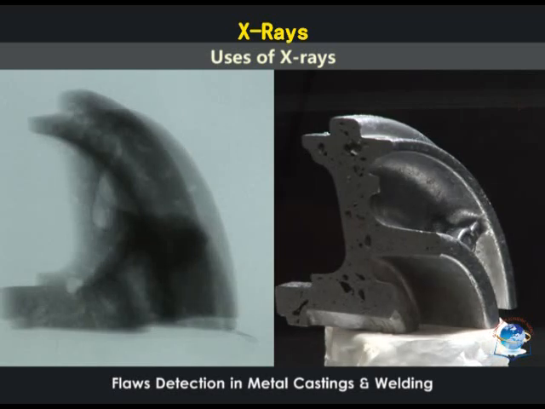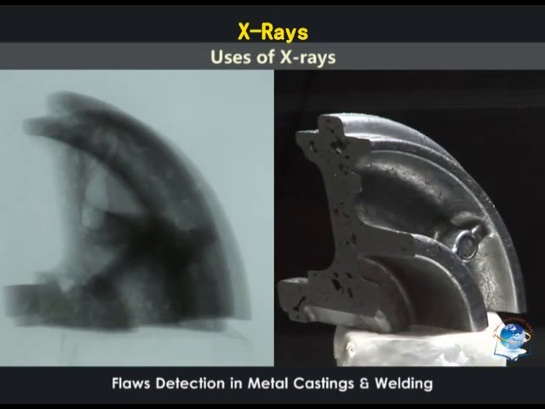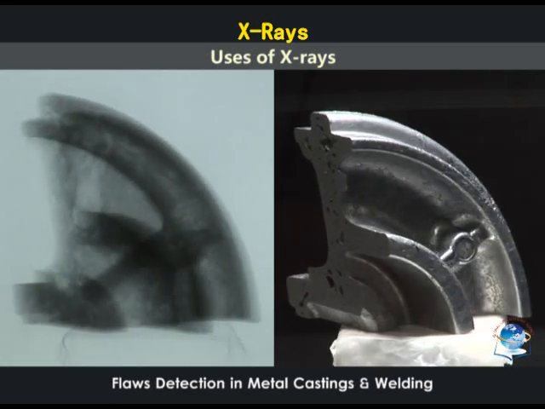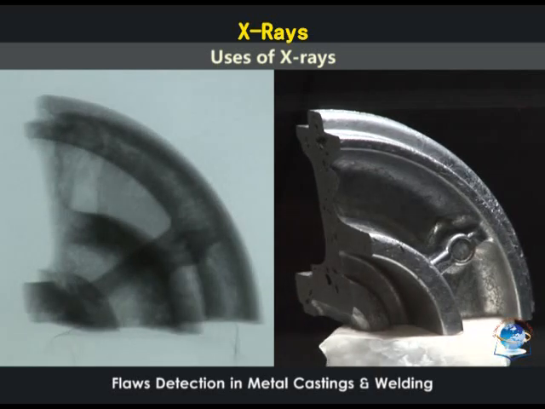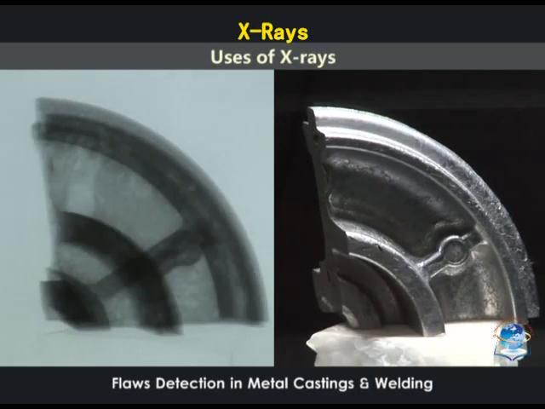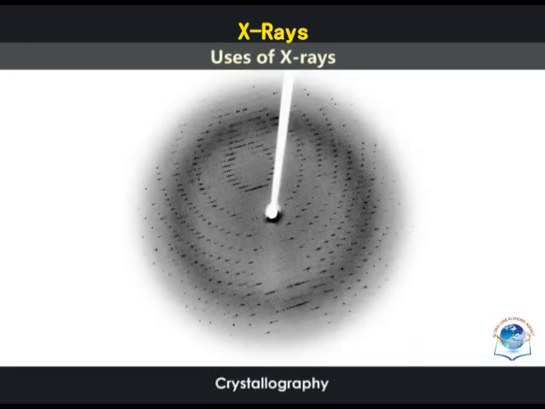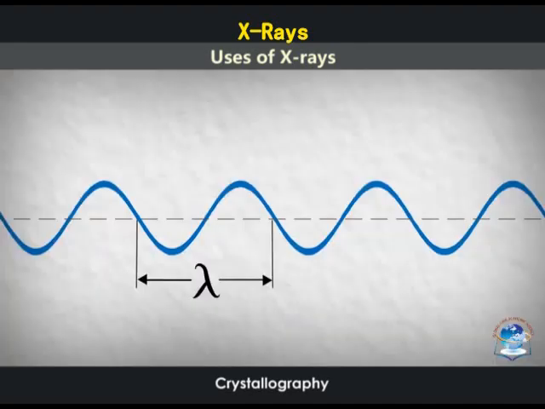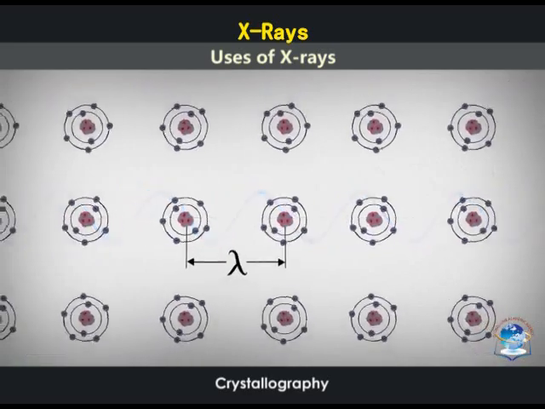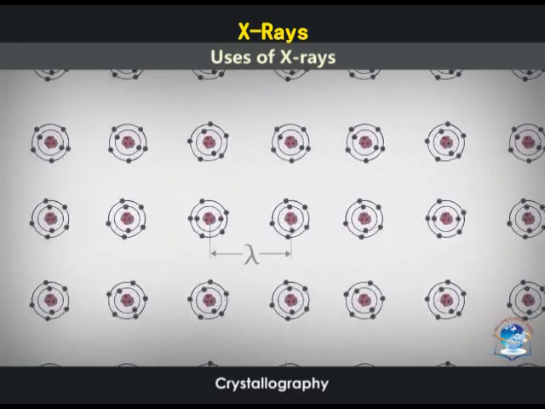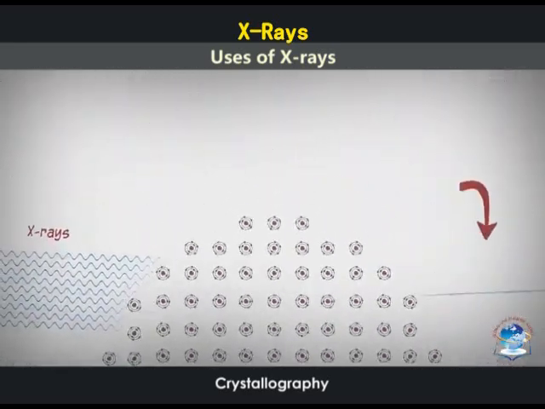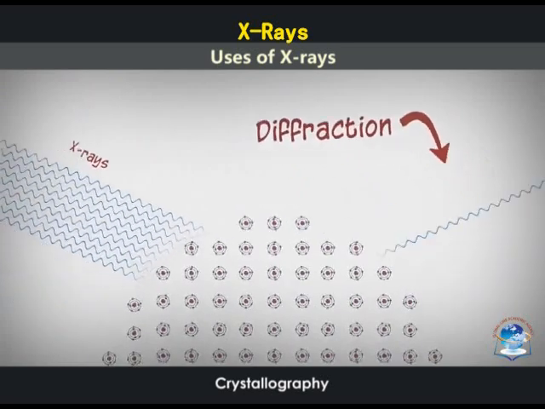X-rays are also used to detect flaws in metal castings and welding. They are also used in crystallography to study the structure of substances. Since the wavelength of an X-ray is similar to the distance between atoms in a crystal, diffraction can be used to measure the distance between atoms.